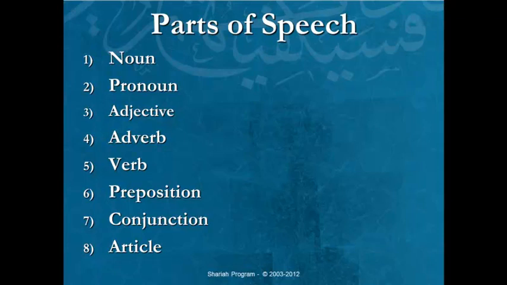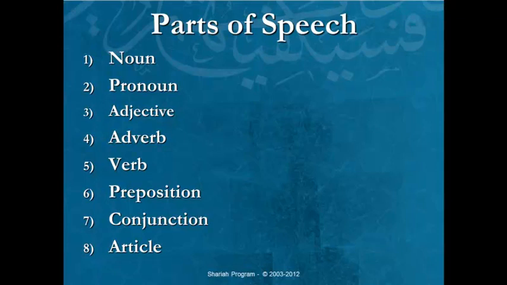Okay, so the word "the," the word "a," the word "an," these are examples of articles. So now in English there's 8 parts of speech, and you're seeing them on the screen. In Arabic there's only 3. So how does that work? That works by taking these 8 and assigning them to the 3.